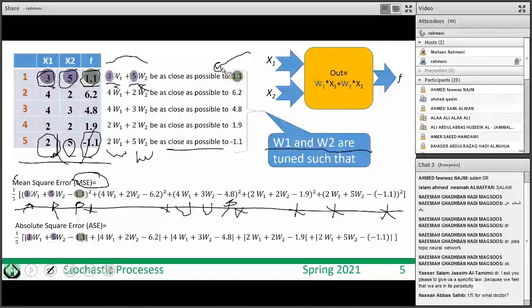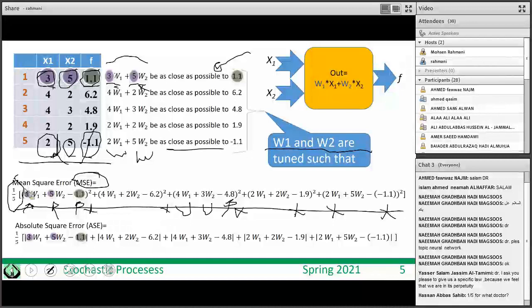Al-Tamimi, about the question of 1 over 5. For what? 1 over 5, I still say 1 over 5? No. This is, oh, yes. This is the definition of mean square error. Let me talk about this. This is 1 over 5, to have an average on the error.